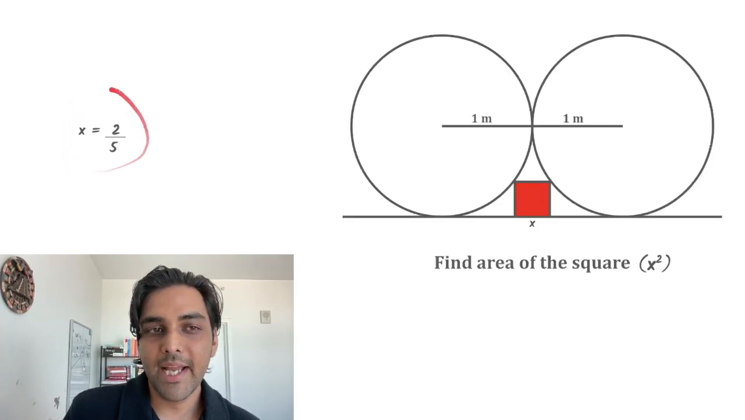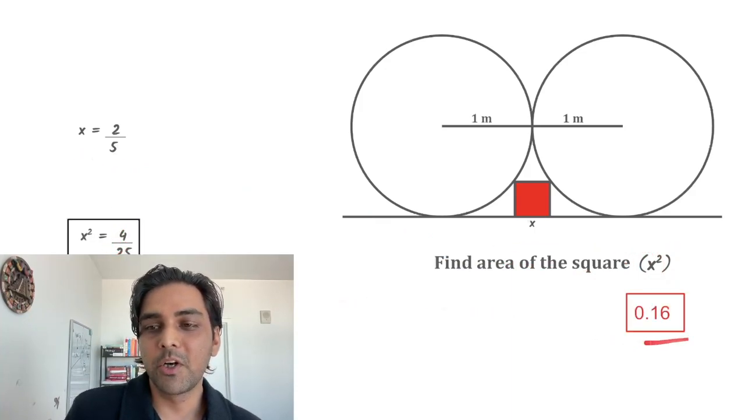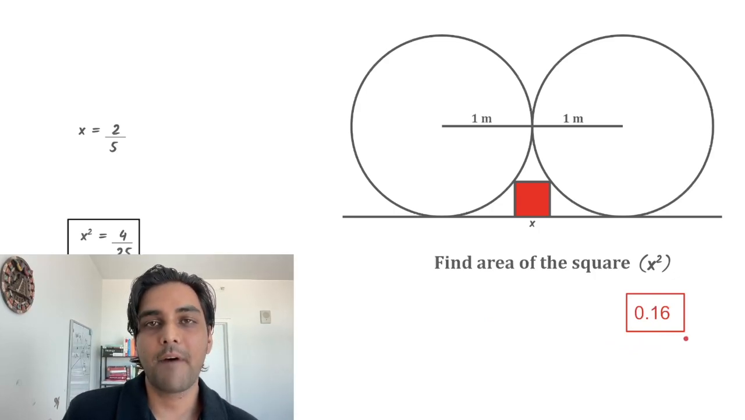Let's not forget to calculate the final solution. We found out that x is equal to 2 divided by 5. Note that we need to find x squared. So x squared is going to be 4 divided by 25, which is equal to 0.16. And that is our final answer.